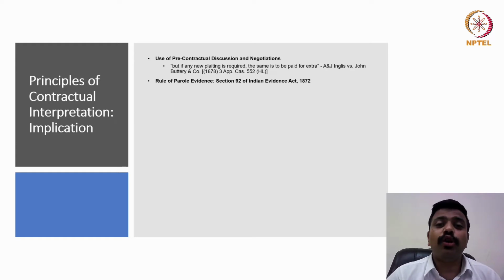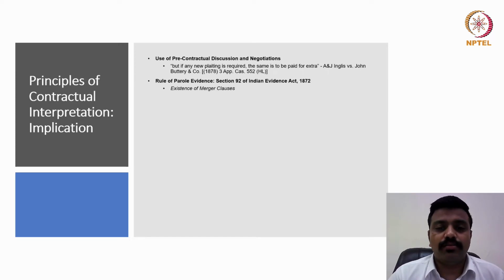The next aspect is the rule of parole evidence, which is covered under Section 92 of the Indian Evidence Act. Friends, please note, we spoke under Section 91 that in what circumstances the contract alone will be looked at as primary evidence. And there is no particular manner in which the contract can be looked away from or shied away from by the courts while interpreting the same. Now, the rule of parole evidence is the exception to that general rule. What are those exceptions and instances where the courts will delve into other contractual documents or other necessary facts and circumstances is covered under Section 92 of the Indian Evidence Act.